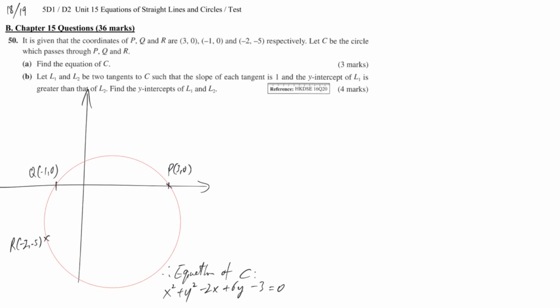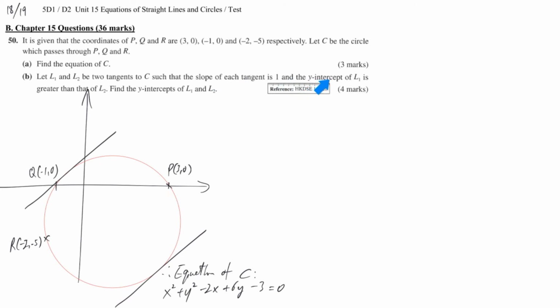In part B, there are two straight lines, two tangents to C, such that the slope of each tangent is 1. When the slope is 1, it goes up at 45 degrees like this. And they say that this line is a tangent, that means it just touches at one single point. So this is the first tangent. And then there may be another tangent here.